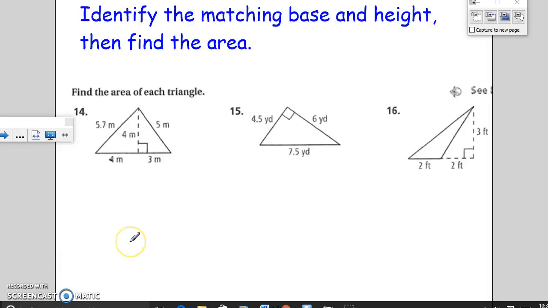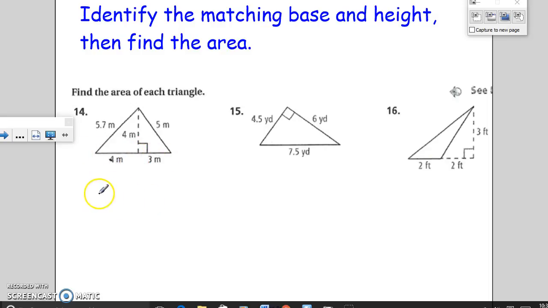So I've given you 3 examples here, and 2 are relatively straightforward and one's a lot trickier. Most of us are going to see ones like 14 and 15. 16's super tricky because it's an obtuse triangle. Okay, so 14 is a nice, normal, acute triangle, and it has a height of 4. Its base is actually 7, okay?